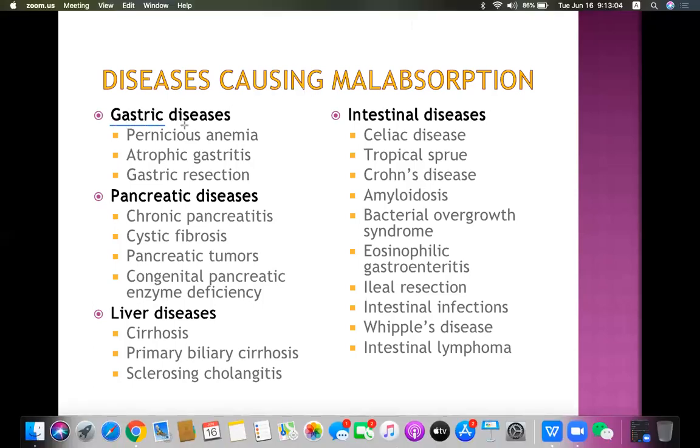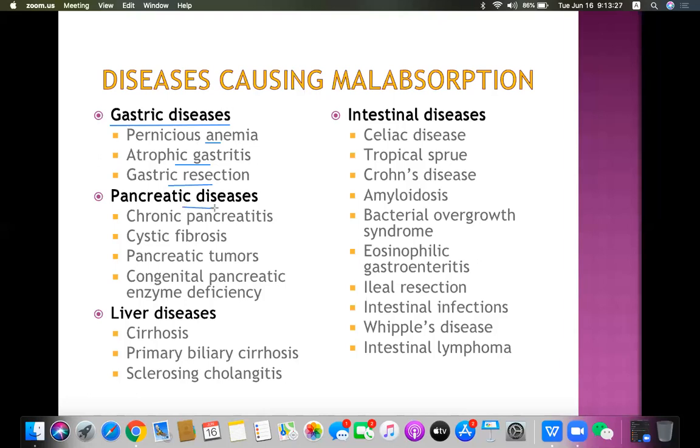So gastric diseases are pernicious anemia, atrophic gastritis, and gastric resection. All of these can lead to malabsorption. Just now, before this topic, we talked about the role of the stomach regarding absorption and digestion of the food.